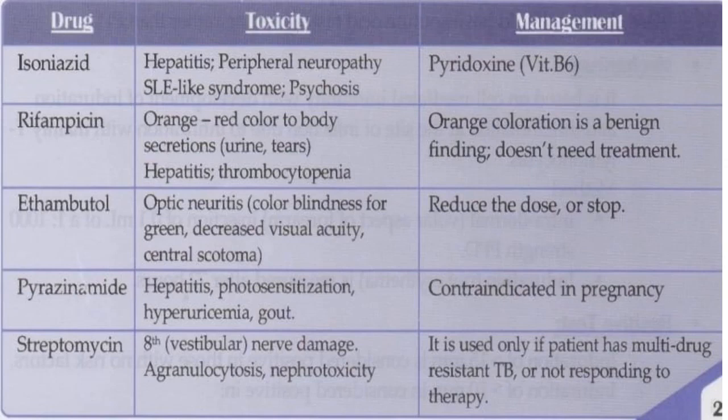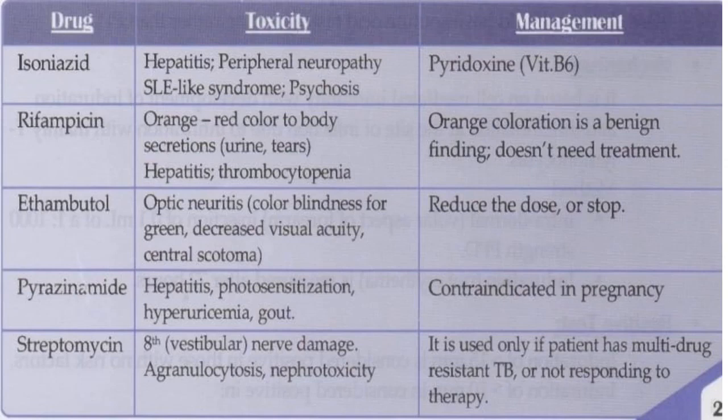So next is rifampicin. In rifampicin toxicity, there will be orange to red color urine or tears, and hepatitis and thrombocytopenia may also occur. It induces the P450 enzyme system, and there can be acute renal shutdown. Orange discoloration is a benign finding and does not need any treatment.